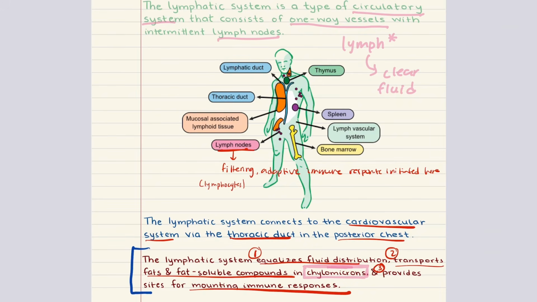So, the lymphatic system is not just a drainage network for excess fluid, but it works hand in hand with both the circulatory and immune systems to maintain fluid balance, move key nutrients, and obviously protect the body against disease. And with that, we've completed this chapter.